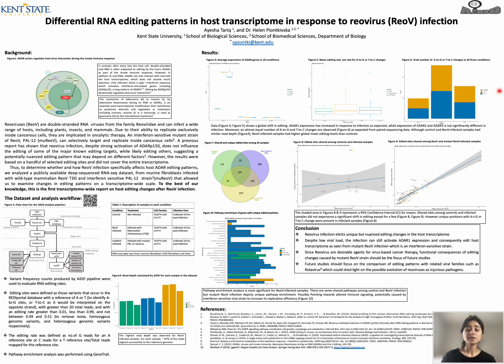Since reoviruses are desirable agents for virus-based cancer therapy, future studies should look at the functional consequences of editing changes caused by interferon sensitive mutant reovirus strains. This study is limited by the relatively low depth of publicly available RNA-seq data, something that could be improved in the future. Future studies should also focus on the comparison of editing patterns with related viral families such as rotavirus, which could shed light on the possible evolution of reoviruses as priority pathogens.